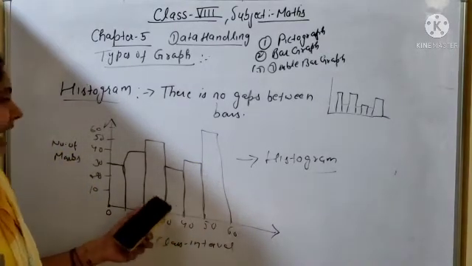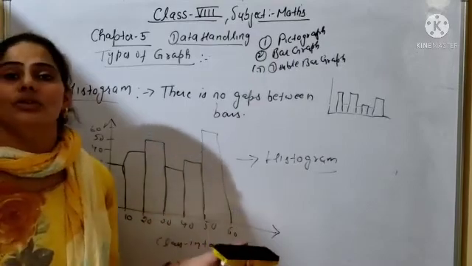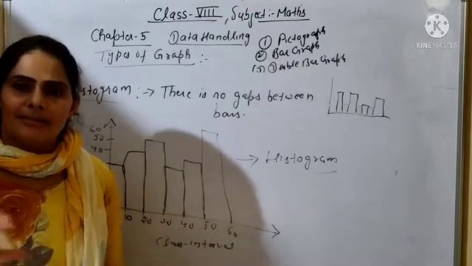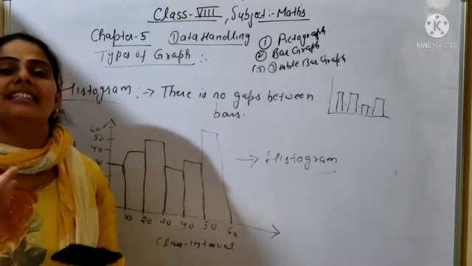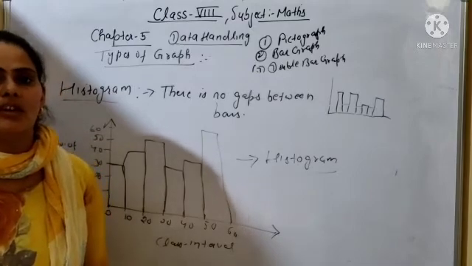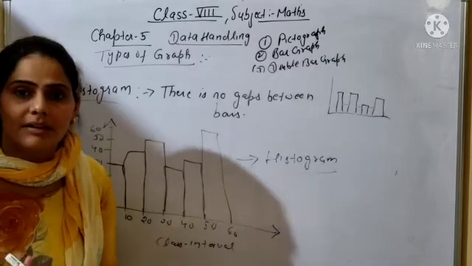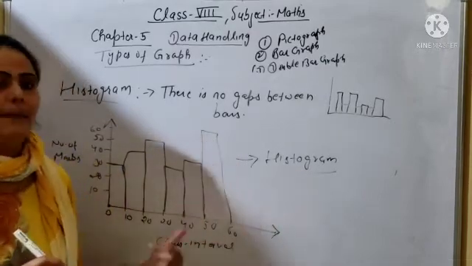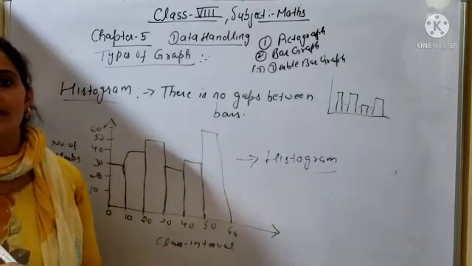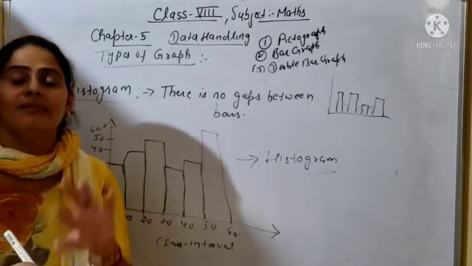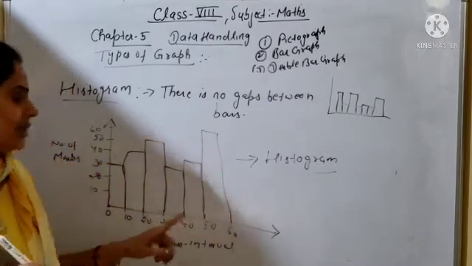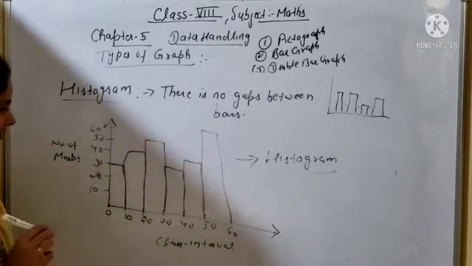And when will you use the histogram? When the maximum number of data is given and data is given in grouping. When a grouped frequency distribution table is given, and they are asking you to make the graph for the grouped frequency distribution table, then you will make the histogram, because in a grouped frequency distribution table you are using the class interval, 0 to 10, 10 to 20. So here also class interval.